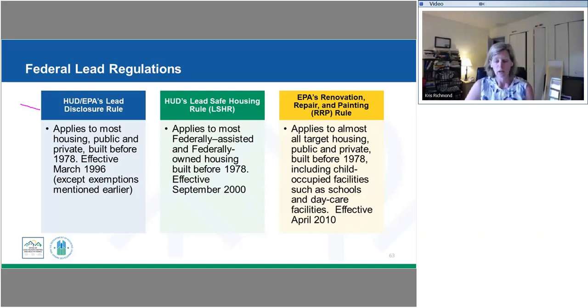We also have HUD's Lead Safe Housing Rule. That's what we're really focusing on today. This is for all federally assisted and federally owned housing built before 1978. And then we're going to be diving in a little bit again into EPA's Renovation, Repair, and Painting rule. You'll hear Les and me refer to this as the RRP rule. This applies to any renovation, repair, or painting that's done by a contractor that disturbs paint. So we talked last week about how the Lead Safe Housing Rule and the RRP rule intermingle and intertwine, and we'll continue that discussion again today.